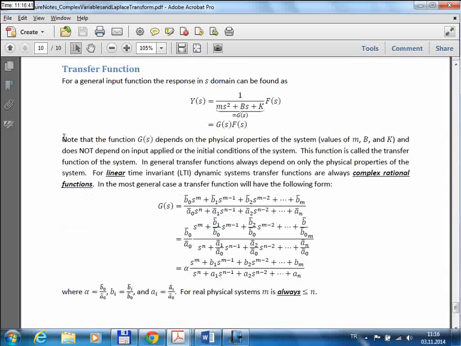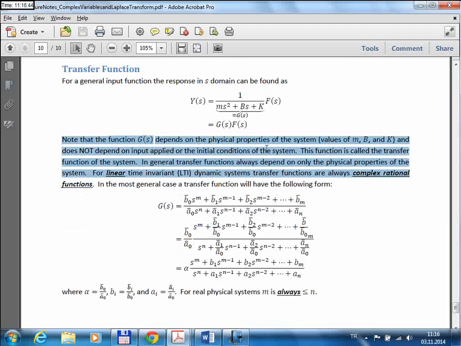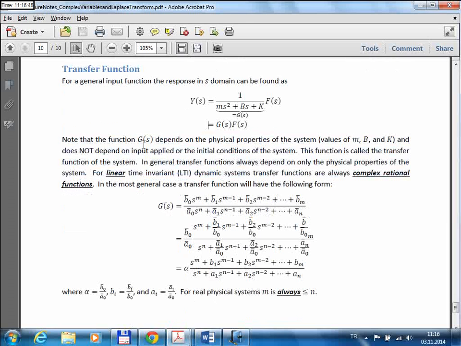So what I just said is already explained here, so let me just quickly read this. Note that the function g of s depends on the physical properties of the system and does not depend on the input applied or the initial conditions of the system. This function is called the transfer function of the system.